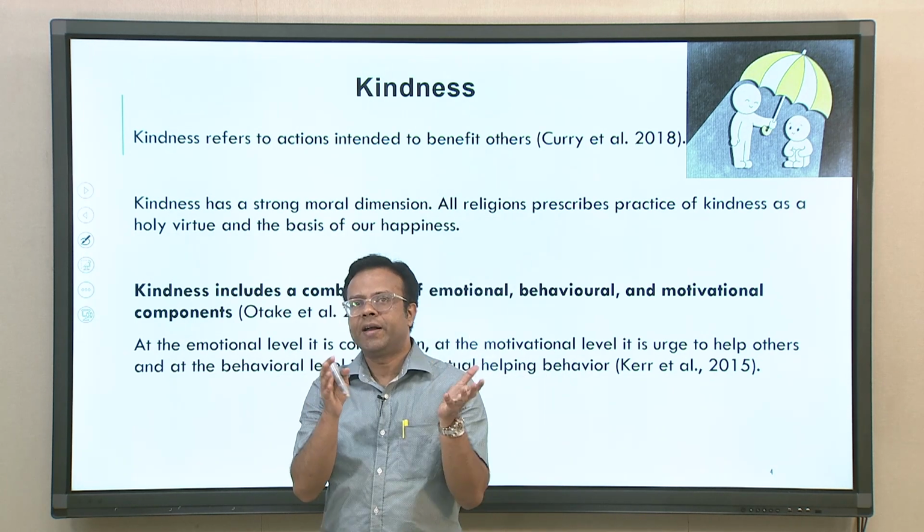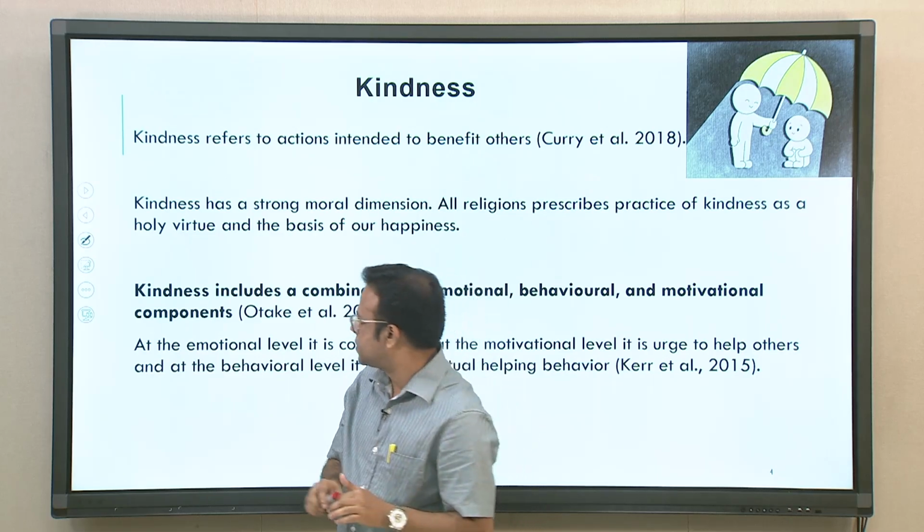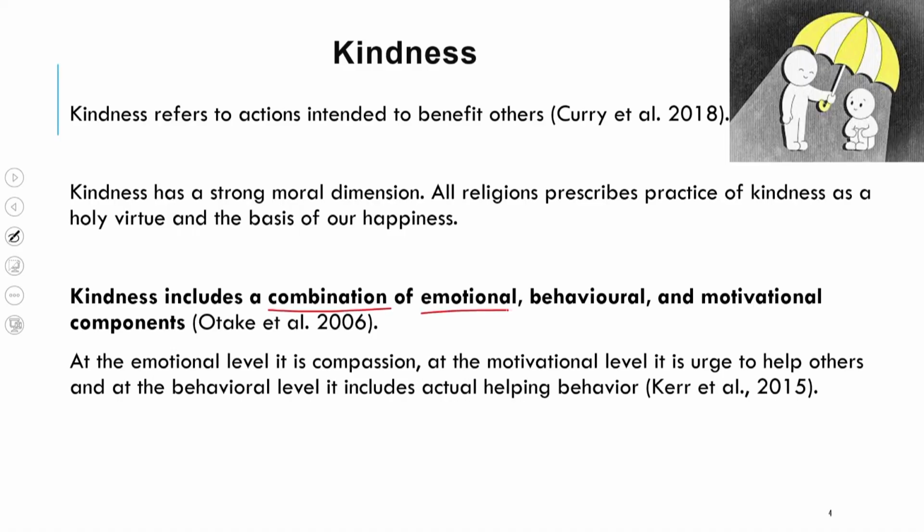So, when you talk about kindness in the psychological sense, it is a combination of emotional, behavioral and motivational components. So, kindness as a concept has an emotional aspect to it, there is an action aspect to it, and there is a motivational aspect to it. For example, when we express kindness at the emotional level, it is called compassion. That emotional feeling for someone else in terms of benefiting someone else, that is called compassion.